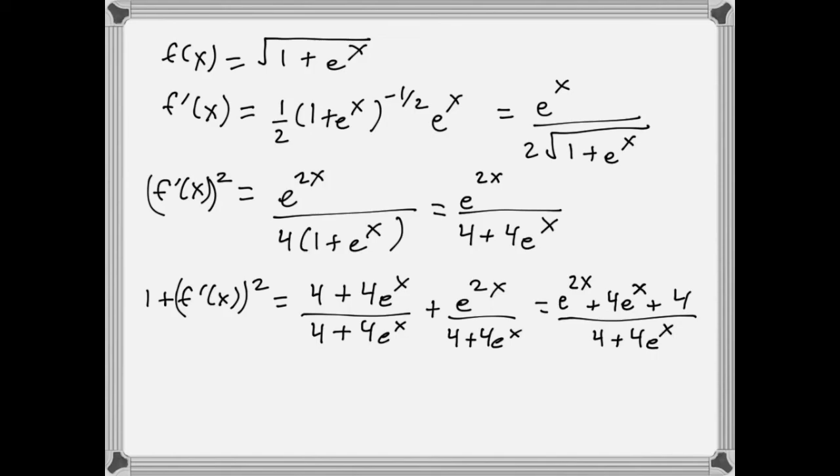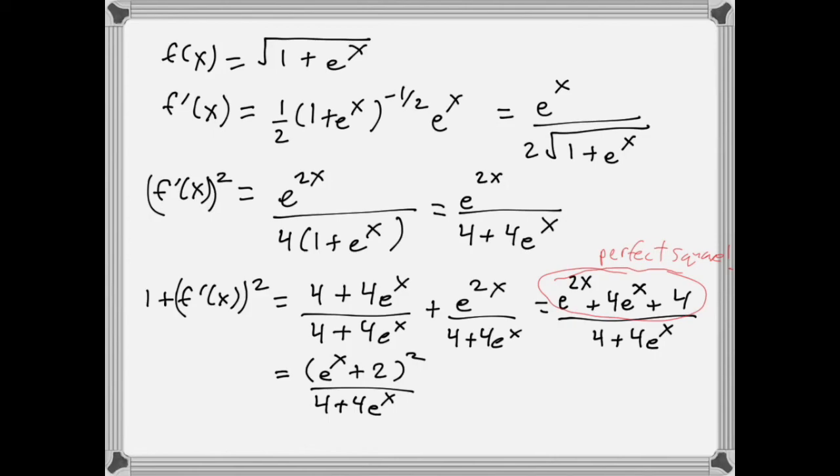But as usual, we know we're going to take the square root of this, and we ask ourselves, does this thing factor? Is this a perfect square? So this whole thing is a perfect square. We notice that this can be factored. How do you factor that? This is just going to equal e to the x plus 2 squared over 4 plus 4e to the x.